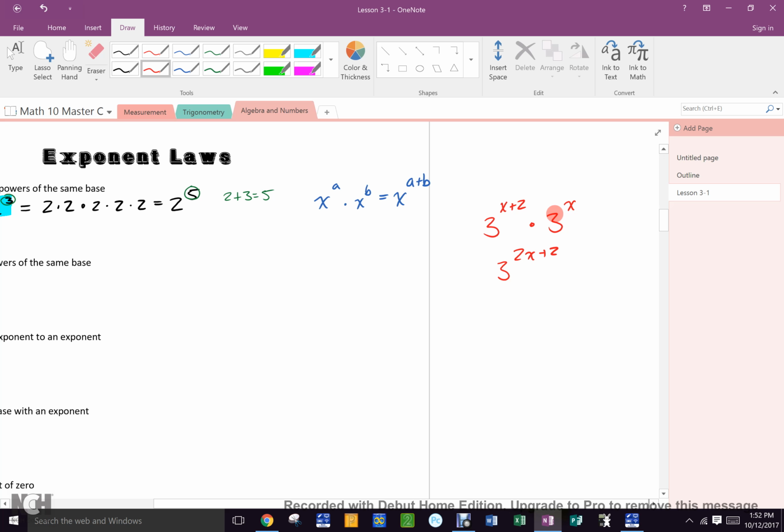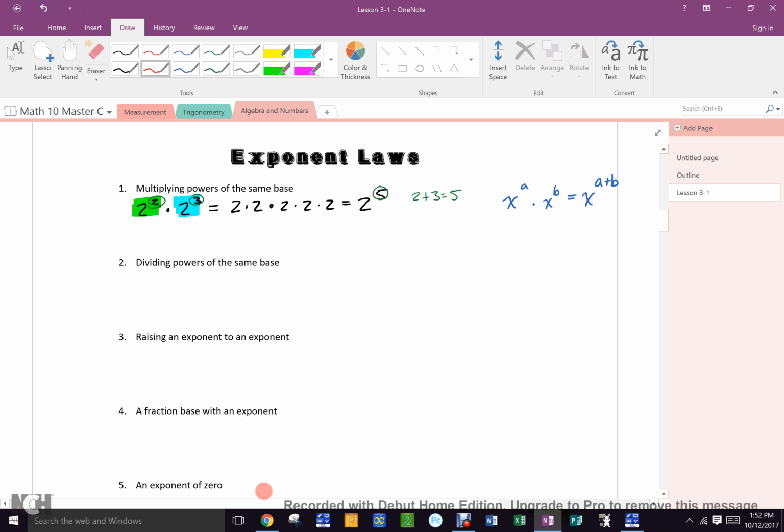The other mistake that kids make is if I give them this for a question, 2 squared times 2 cubed, they try to tell me the answer is 4 to the 5th because they want to do 2 times 2. Does that make any sense? No, that is completely wrong. Do not do it. Okay? Everyone's good with multiplying, yes?